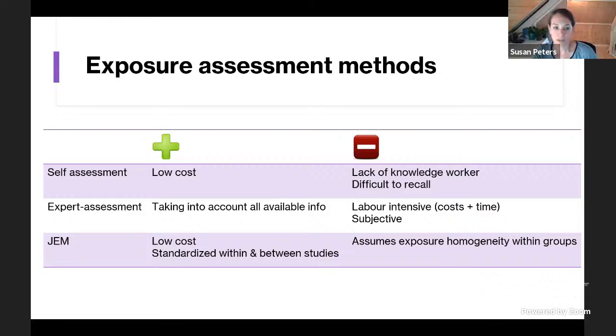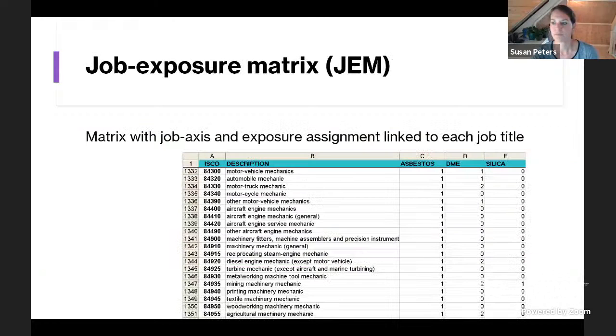The major drawback, of course, JEM is not a perfect method, is that it assumes exposure homogeneity within groups. So you assign a level to a job title, and you assume that all people in that job are exposed to the same exposure level. And I'll come back to that later.